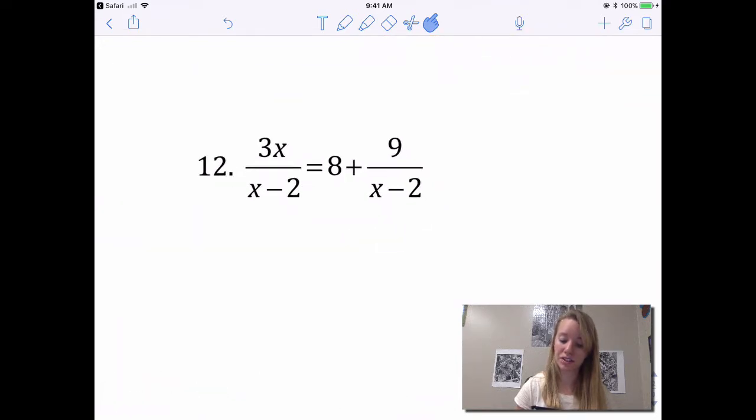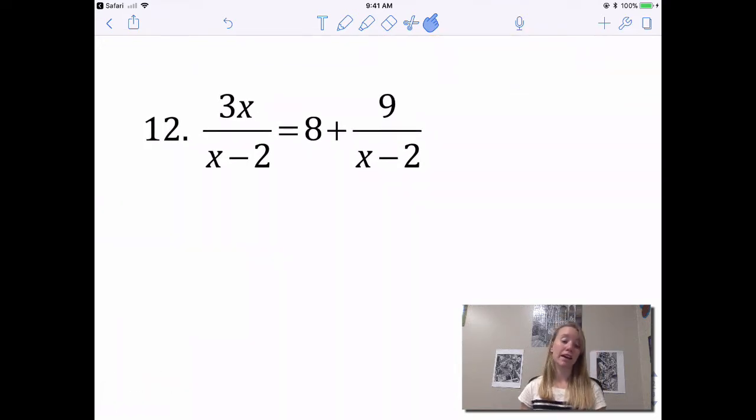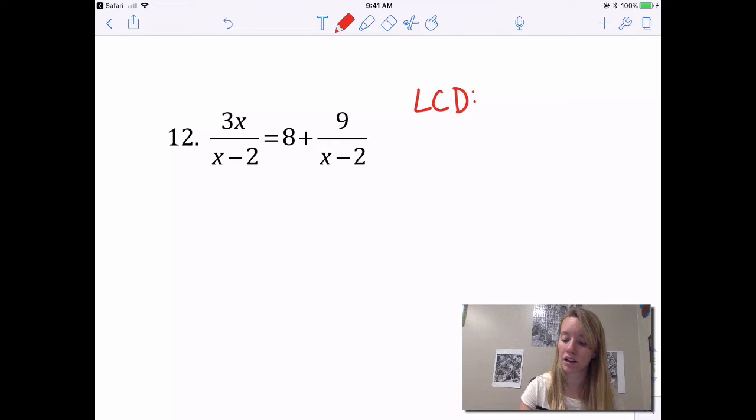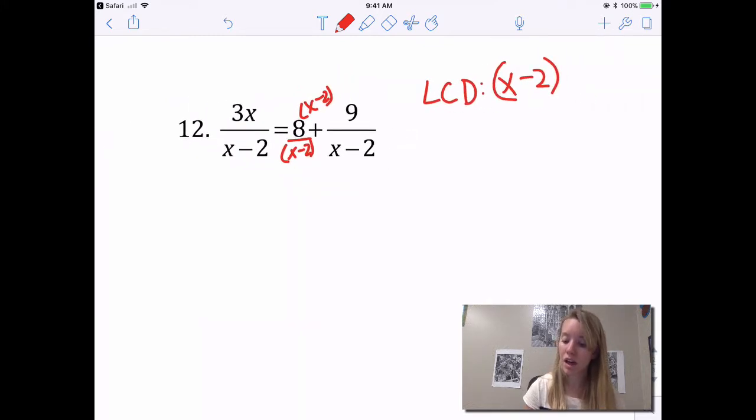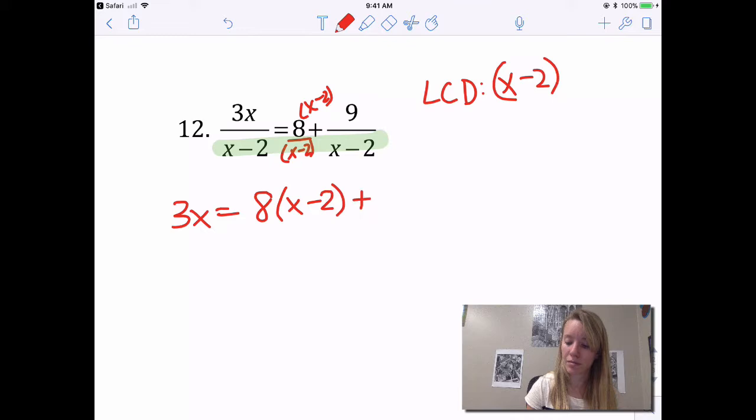Number 12, this is now solving, and specifically solving by the LCD, numbers 11 and 12. So again, I'm going to need, what is that LCD? Okay, the LCD here is x minus 2. You don't need x minus 2 squared because they both already have 1. What I do need is I need 8 to have that LCD. So I put x minus 2, x minus 2. Okay. Now my denominators already match, so really all I need to do is say that 3x is equal to 8 x minus 2 plus 9.